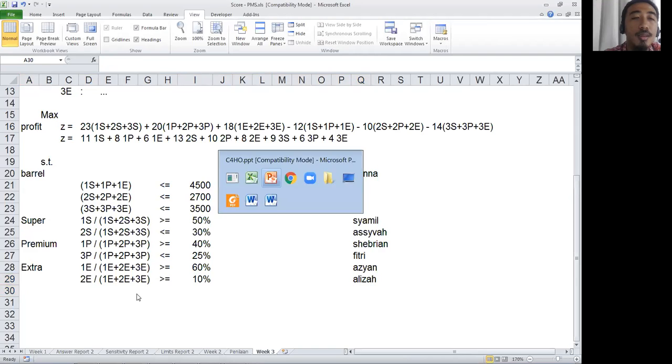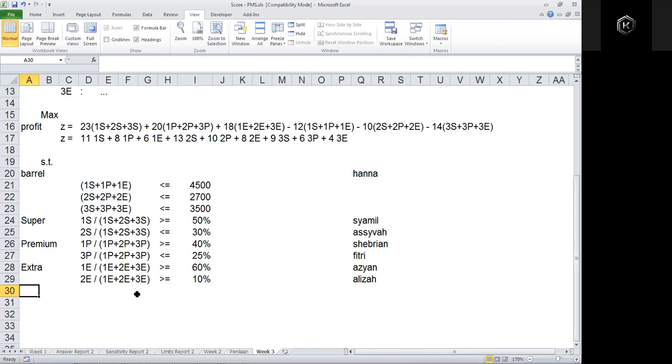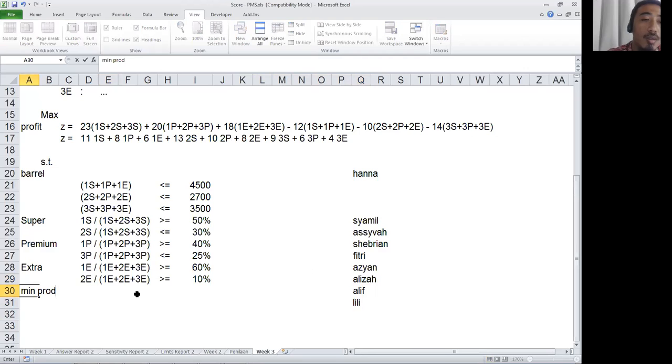Okay, who wants the last constraint here? Any other constraint? The profit. Alif. Yeah, Alif. What else? Alif, what is the last? It's the 3,000 barrels per day that the company wants to produce. So how exactly is the formula?